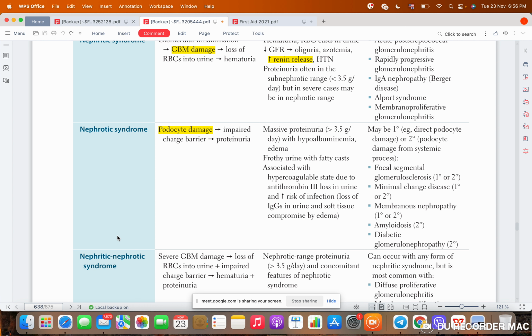But in case of nephrotic syndrome, this charge is lost. Why? Because it was initially in the podocytes, and now the podocytes are damaged. So you will have a massive proteinuria, which is more than 3.5 grams per day, with hypoalbuminemia, and that will lead to edema. Guys, what will be affected in this pathology? Your oncotic or hydrostatic pressure?